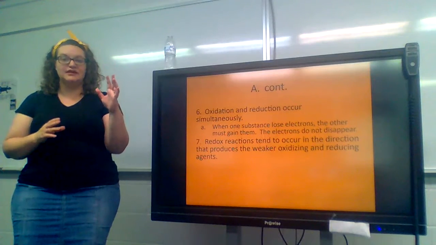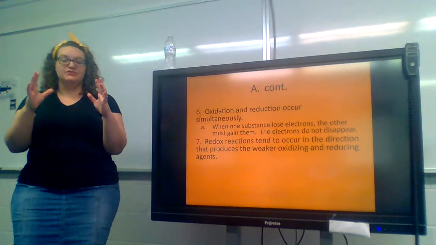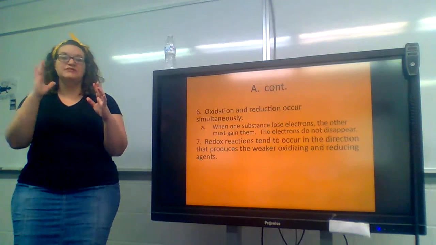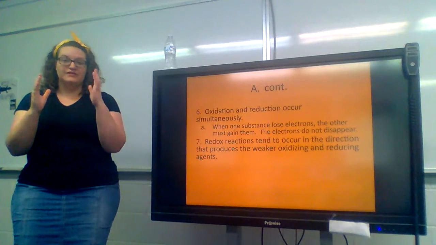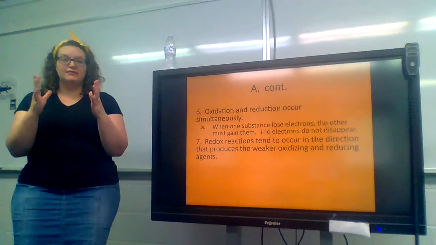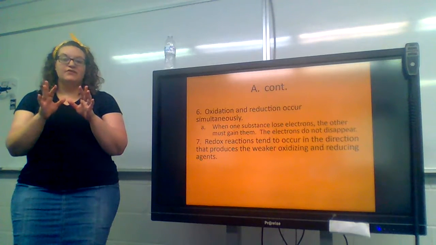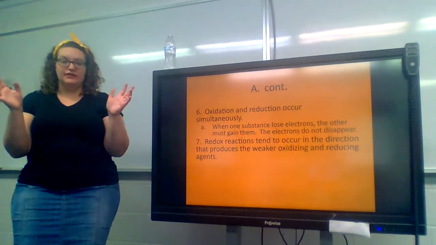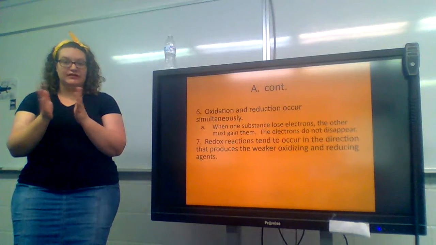So if something is oxidized, another atom is reduced. If an atom is reduced, the other atom is oxidizing. It's happening at the same time. Those electrons don't just float about freely. They're being exchanged equally at the same time.